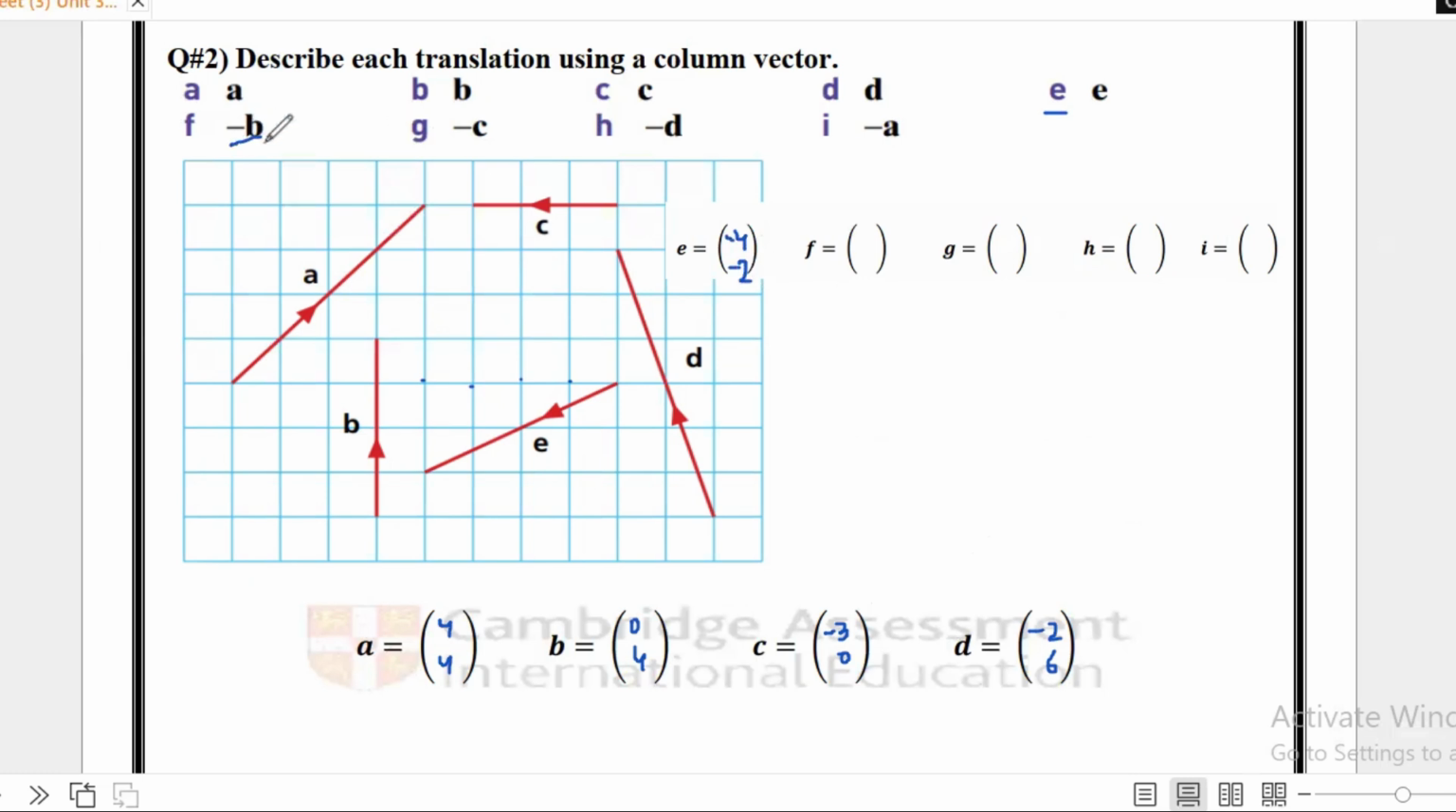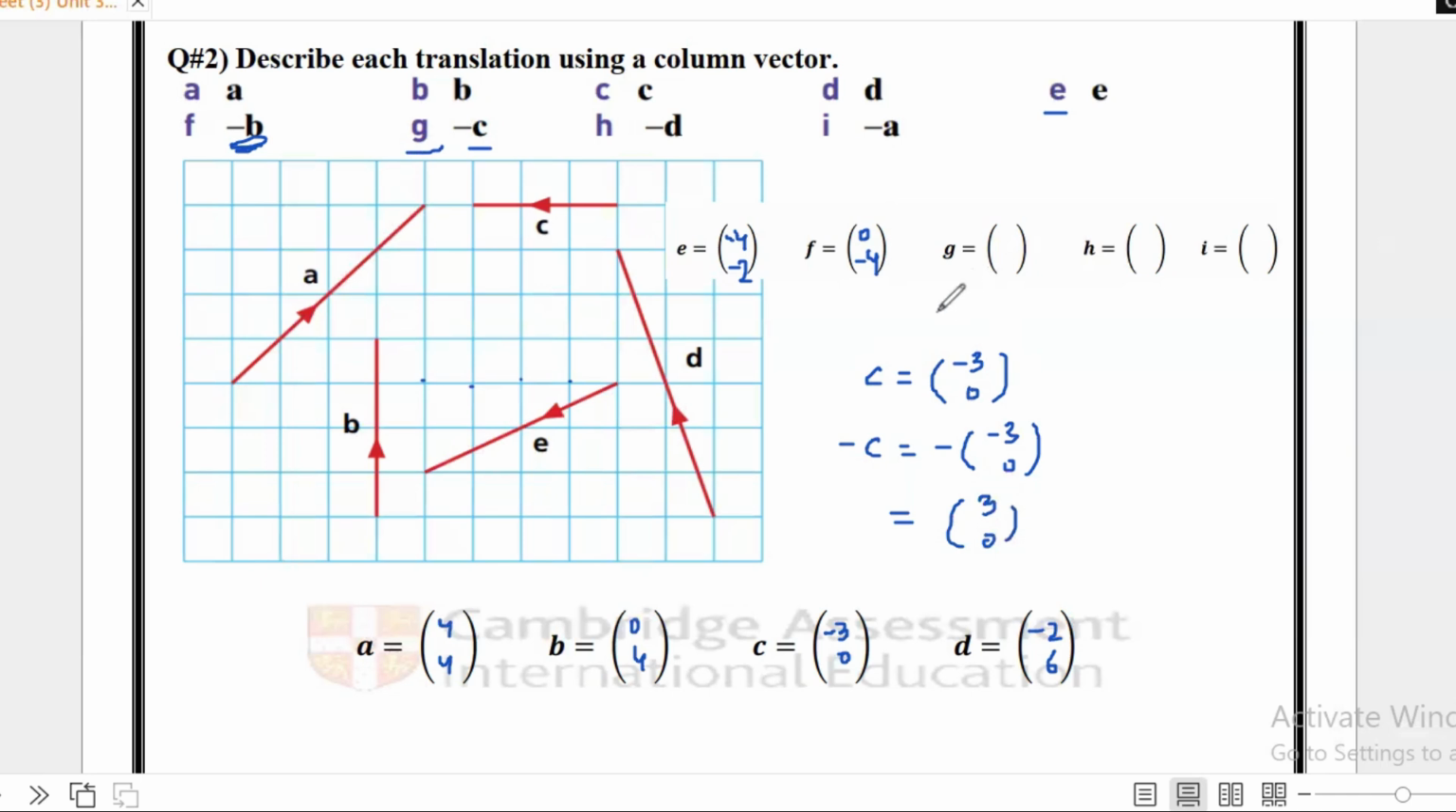And then we have F. Remember, F represents minus B. So it means we change the direction of B itself. If B is (0, 4), 4 units up, now F represents minus B, that means (0, -4). It will go down 4 units. Then G represents minus C. We already know the answer of C, just change the direction. Look, C is equal to (-3, 0). Once you are looking at minus C, you have to multiply by minus on both sides, or in vectors, we just change the direction. So it is (3, 0).